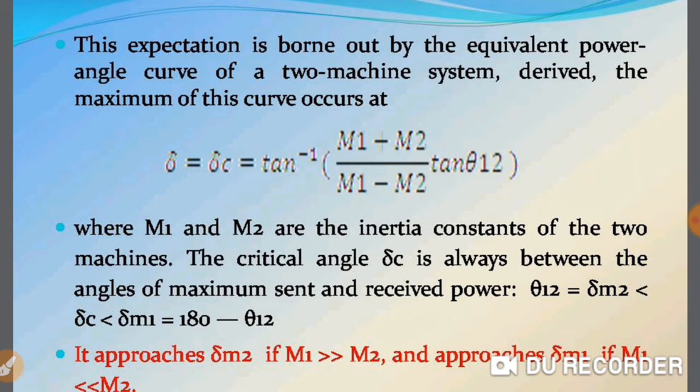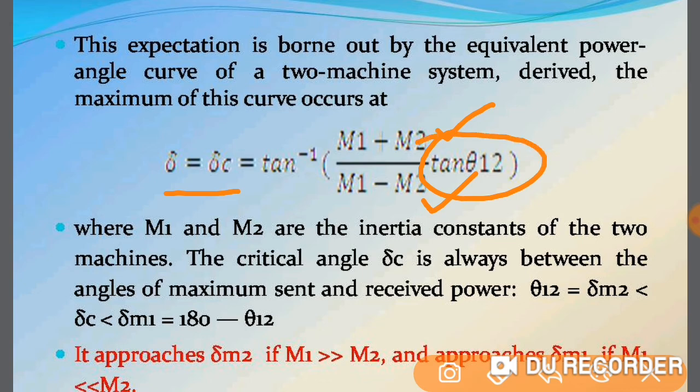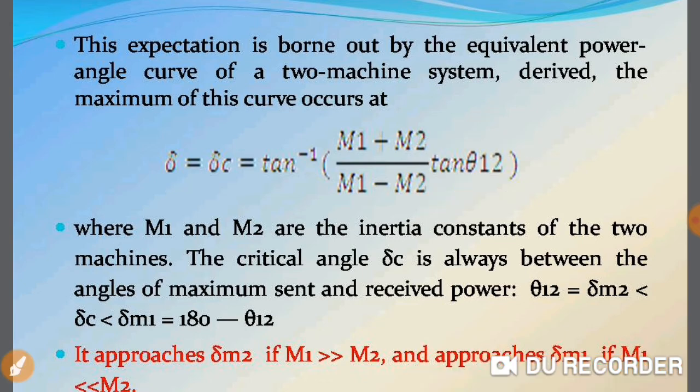So from this, if we want to derive a particular equation defining the relation of del with the inertia of the machines m1 and m2, we can say that del is equal to del c, which is your critical angle, equal to tan inverse of m1 plus m2 upon m1 minus m2, multiplied by tan theta 12, the relevant angle between machine 1 and machine 2, where m1 and m2 are the inertia constants of both the machines. The critical angle del c will always be between the angle of maximum sent and received power.